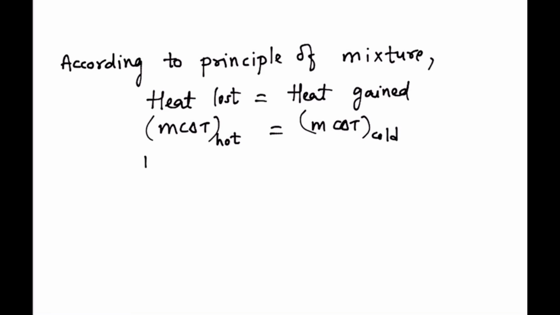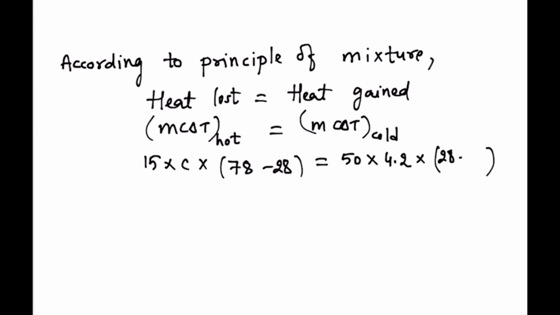Let us put the values. 15 gram, specific heat capacity we want to find out. Now delta T: 78 is the initial temperature, 28 is the final temperature. But whenever we find delta T, we always write it as bigger temperature minus smaller temperature. Mass of water is 50 gram, specific heat capacity is 4.2, and delta T is 28 minus 27. So this becomes 15 into specific heat capacity into 50 is equal to 50 into 4.2 into 1.